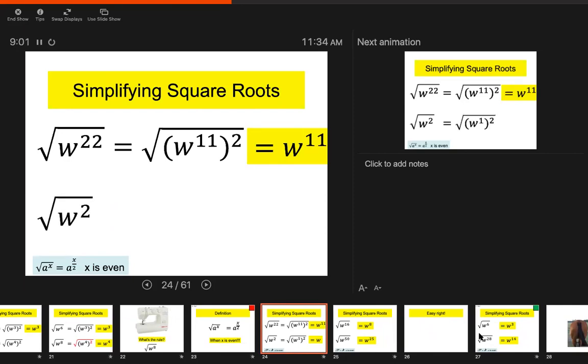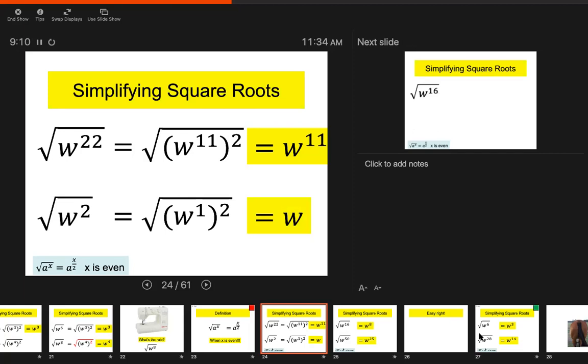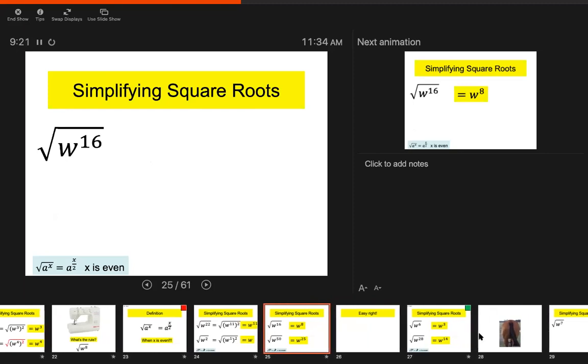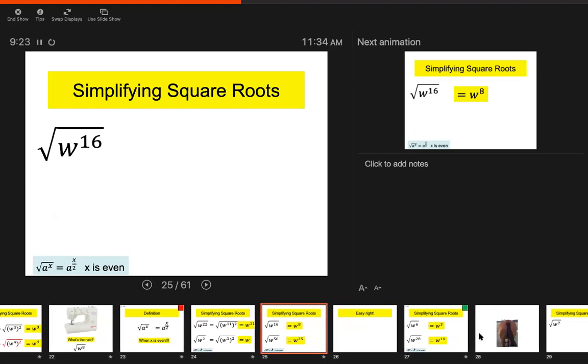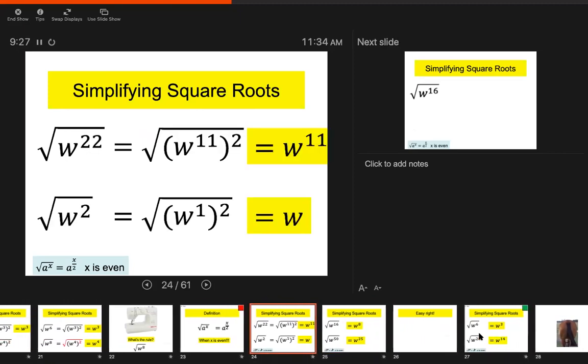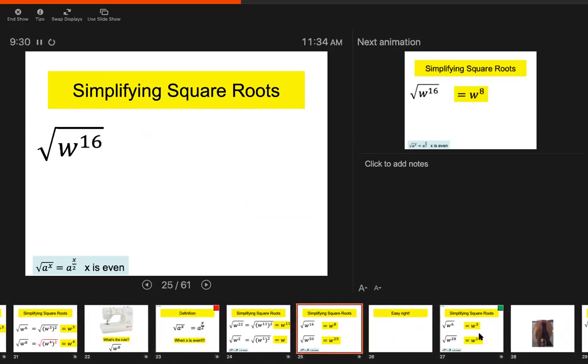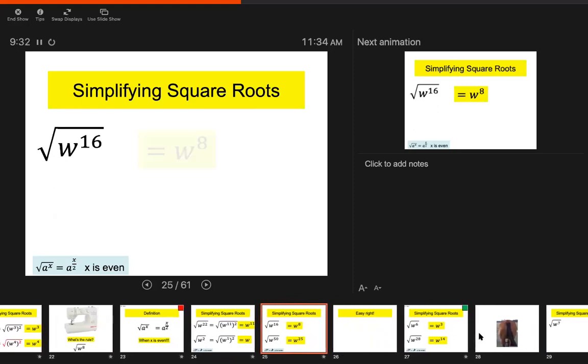All you're going to do, if it's an even power, is take half of it. What's half of 2? Half of 2 is 1. So the answer is w to the 1st power. Now, we're kind of lazy or efficient. We leave off the 1, but it's still w to the 1st power. One more time. W to the 16th. 16 is even, so all I do is take half of it. W to the 8th. Notice I'm skipping that middle step because it's not necessary. You just take half. Erase the square root symbol. So w to the 8th.